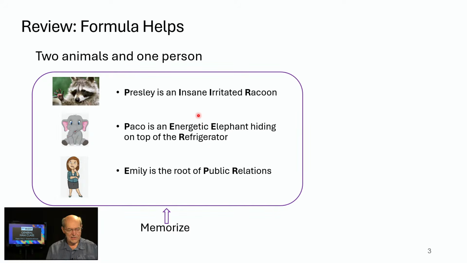So Presley is an insane, irritated raccoon. He kind of looks like he's on drugs or something. Paco is a playful, energetic elephant hiding on top of the refrigerator. And Emily, we said, had a master's degree in public relations, so her company considers her the root of public relations.